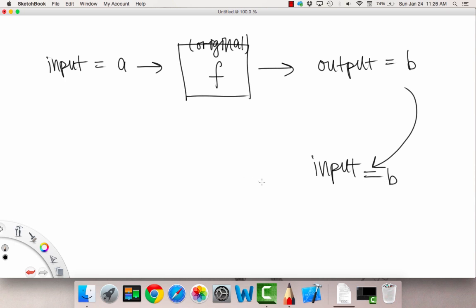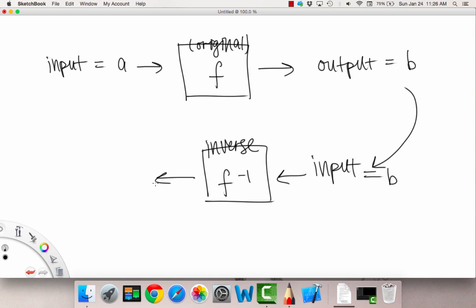So now the input for a different function is b, and we're inputting this into the inverse function, the inverse of f. From this inverse function, we get an output of a. See how we can go in a circular kind of motion through our system.